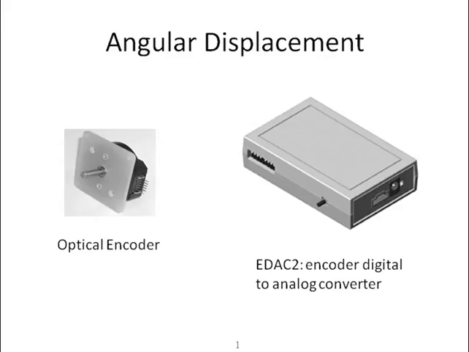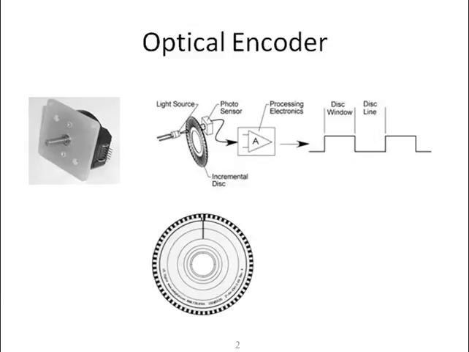The angular displacement mini-lab involves two main components. One is the optical encoder, and the other is the encoder digital to analog converter. Now let's look at them one by one.